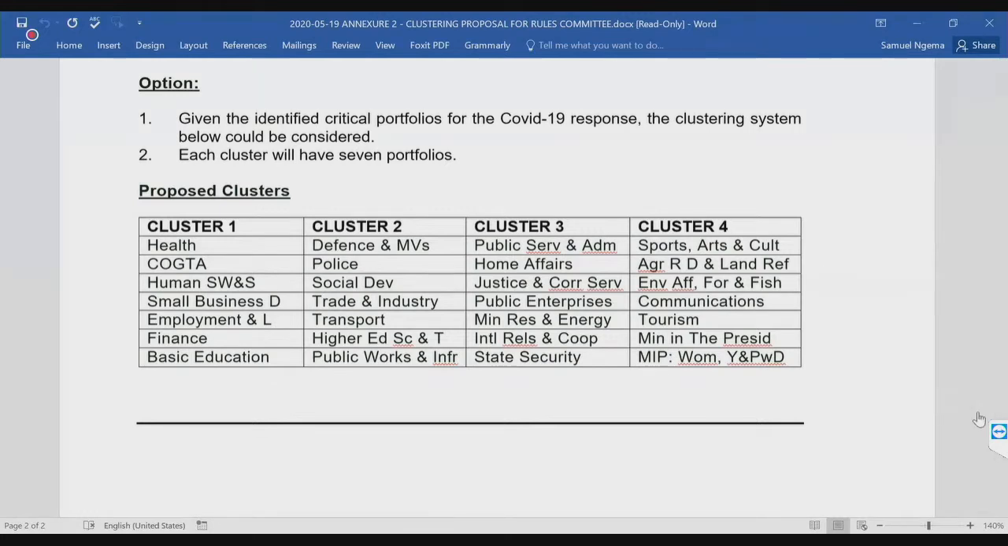Speaker, I happen to think that the clusters, the way they look now, the proposals are quite good. But I would say a few items, if I may. For example, it would be my opinion to put public service and administration with minister in the presidency, and minister in the presidency with women, youth and people with disabilities, in the same cluster, because it doesn't make sense to me that they would be separated into two different clusters. And then I would think that the Department of Trade and Industry would be together with transport, finance, small business development, in the same cluster. And basic education would be within the same cluster as higher education and science and technology.